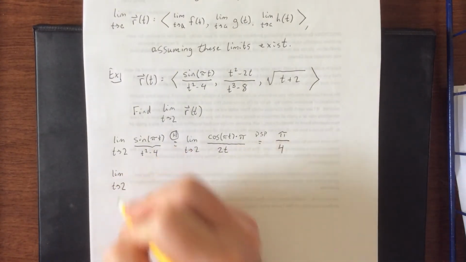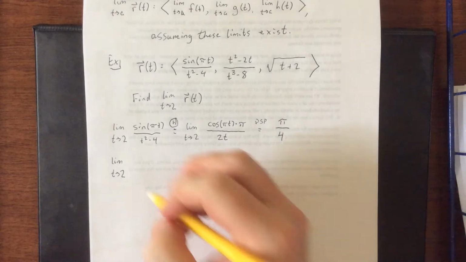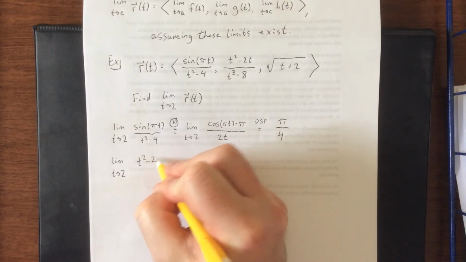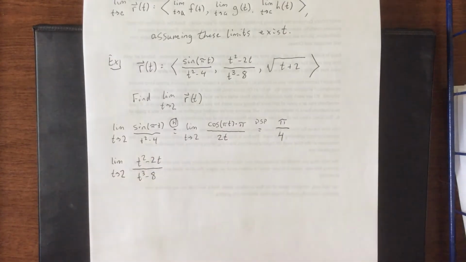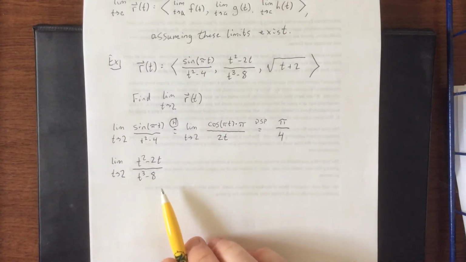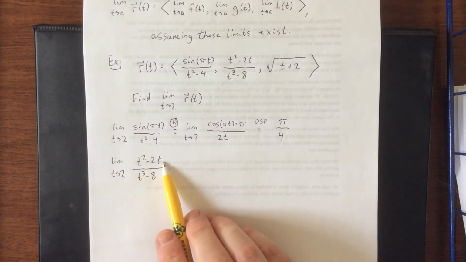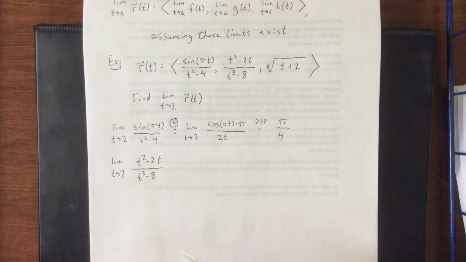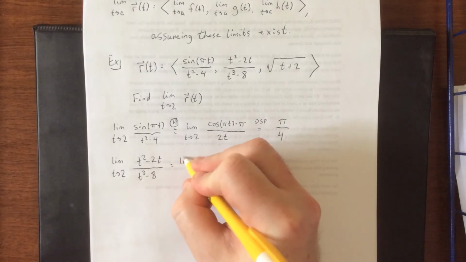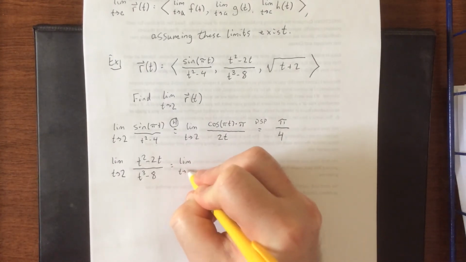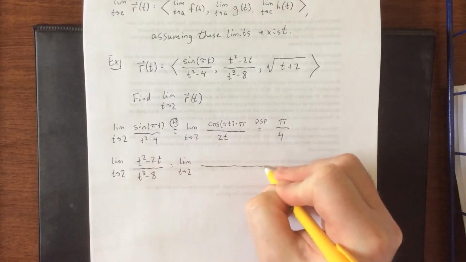Now as far as the second component is concerned, we do have a polynomial divided by a polynomial. And again, if we attempt to use the direct substitution property, we're going to wind up with 2 squared minus 2 times 2 over 2 cubed minus 8. That is once again 0 divided by 0. If you would like to use L'Hopital's rule, you are welcome to do so. What I'm going to do is factor the top and the bottom.